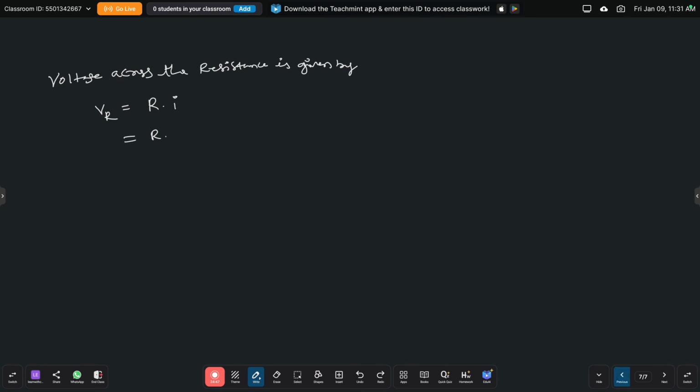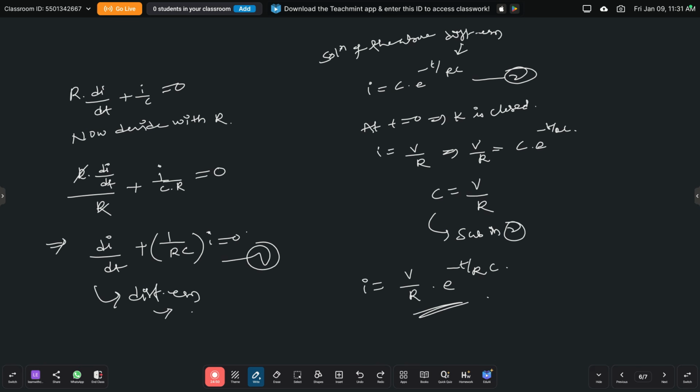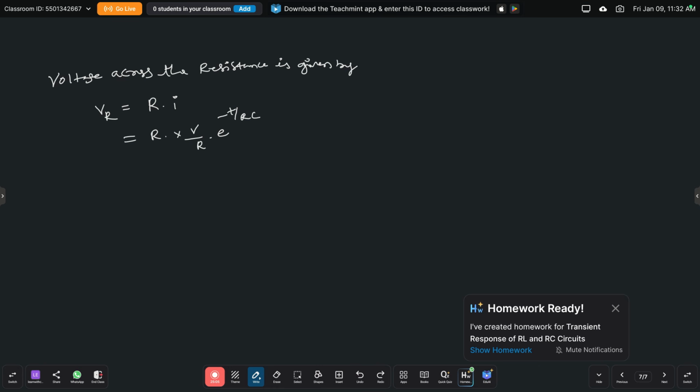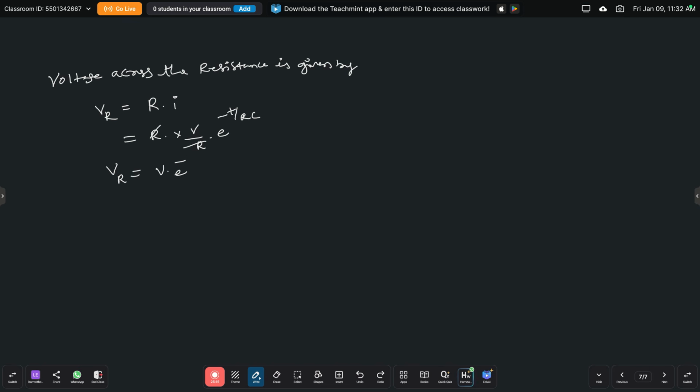Already we are getting the value of I. So what is I? I is equal to V by R into e power minus t by RC. So that equals R into V by R into e power minus t by RC. Here the R cancels. Therefore VR is equal to V into e power minus t by RC. So that is the voltage across the resistor.